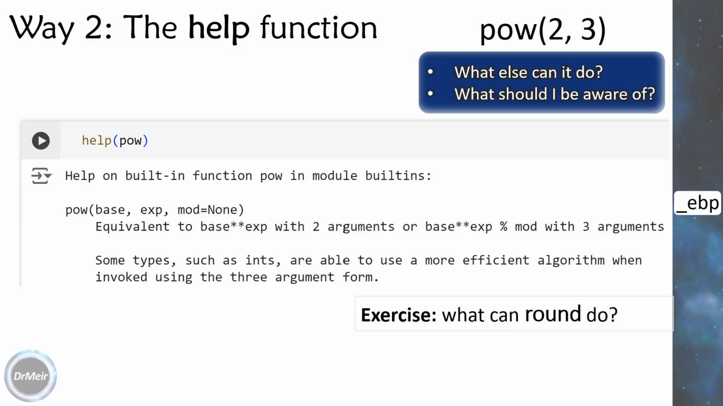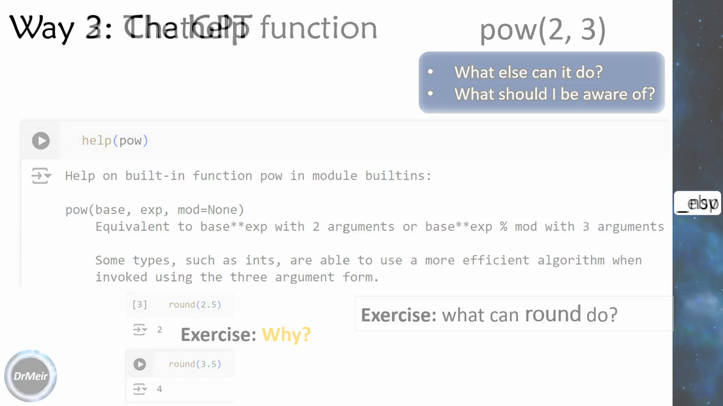Another situation where the help function is more useful than experimenting is when it provides explicit explanations for behaviors whose reasoning is difficult to guess. For example, it might be unclear why the round function rounds 2.5 downwards but rounds 3.5 upwards. Using the help function, I can find an explicit explanation for this behavior.